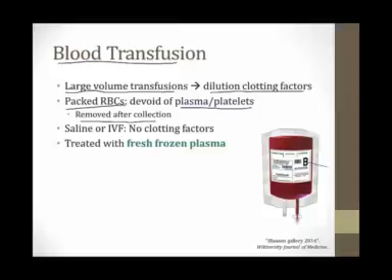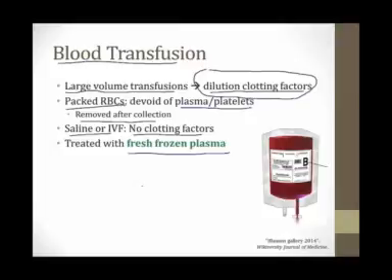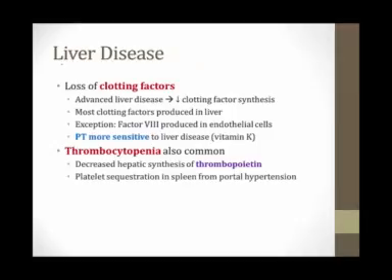In addition, many patients who require large volume transfusions also receive saline or IV fluids. These do not contain clotting factors, so all of this can work together to dilute the clotting factors and result in a coagulopathy. This is often treated by administering fresh frozen plasma, which is plasma that contains all the clotting factors. Our final coagulopathy is liver disease.